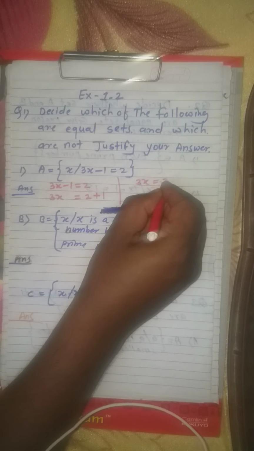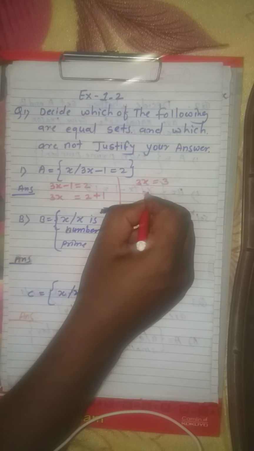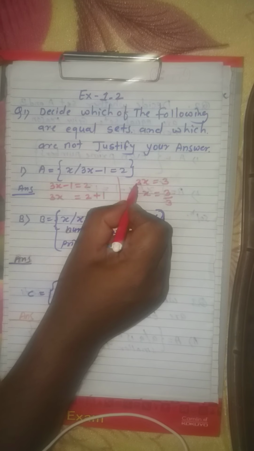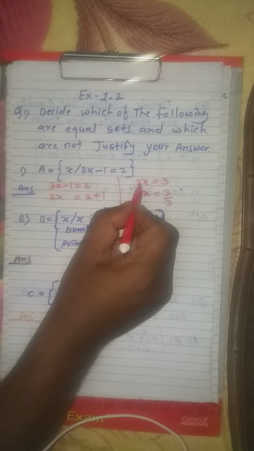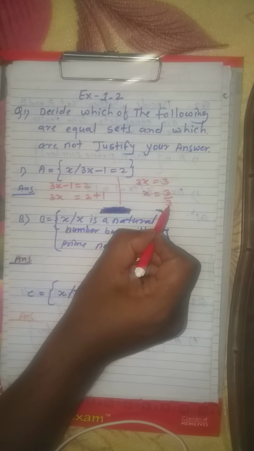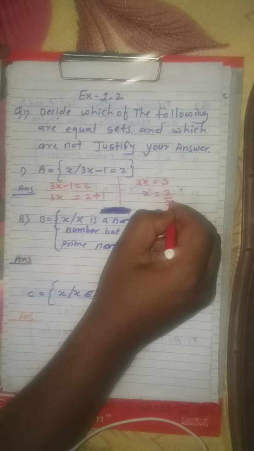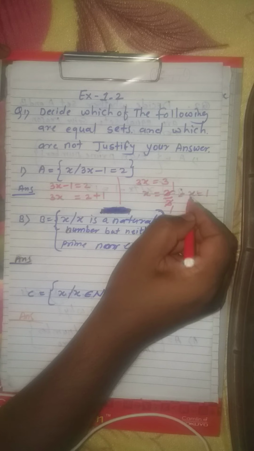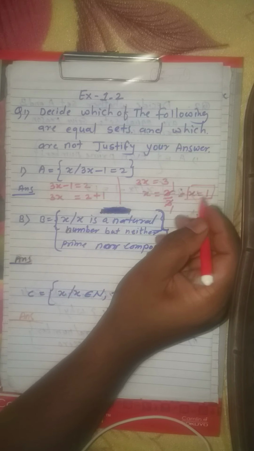3x is equal to 3. Then we have to find the value of x. x is equal to 3 divided by 3. Between this 3 and x there is a multiplication sign, so this 3 will become division. Now 3 ones are 3, 3 ones are 3. So x is equal to 1. Our answer is x is equal to 1.